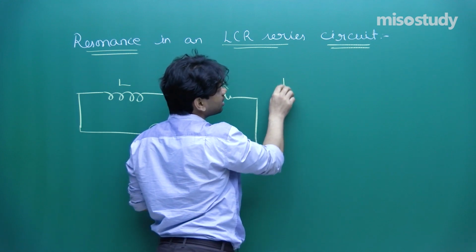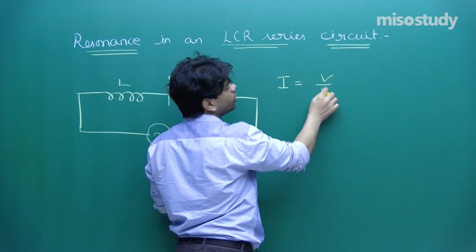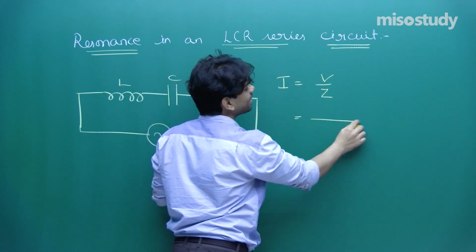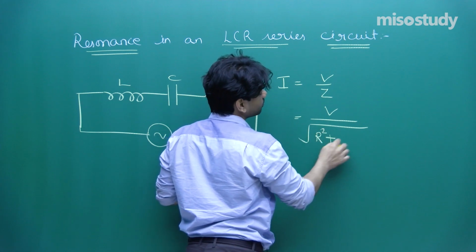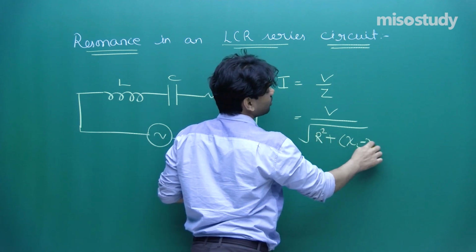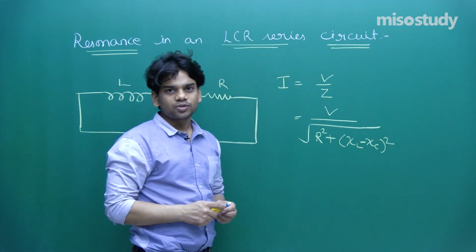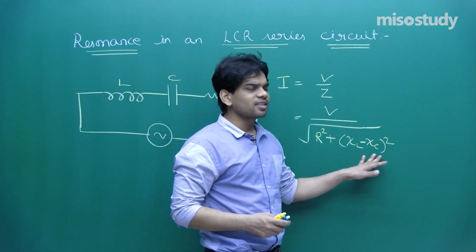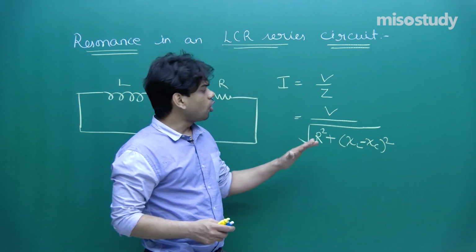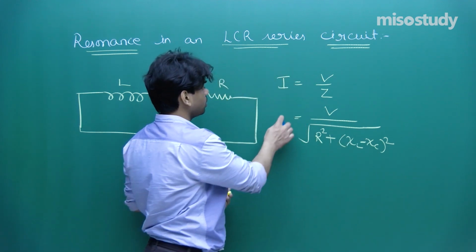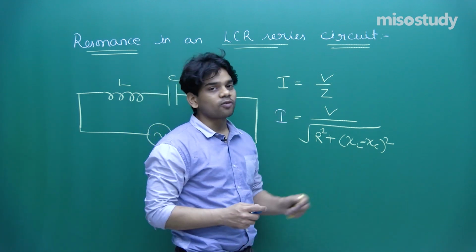Can we say the current through the LCR series circuit will be given by I equals V by Z? So we can write this as V upon under root R square plus chi L minus chi C whole square. If chi L is greater than chi C, we can use this. Or even if chi C is greater, this term will still be positive. It doesn't matter which one is higher; you will get the right term for the current through the circuit. This is the impedance of the circuit.